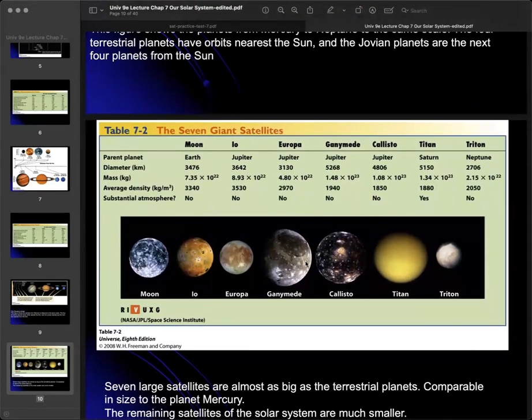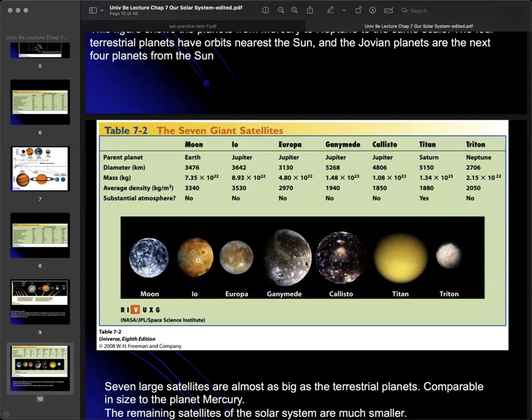Next in size is Callisto, which is also a moon of Jupiter. So within this are the four Galilean moons. These are the 4 big moons which are most easily seen next to Jupiter, and Galileo was able to identify them quite early on. That's why they are named as Galilean moons, and those are Ganymede, Callisto, Io, and Europa. These all are moons of Jupiter.